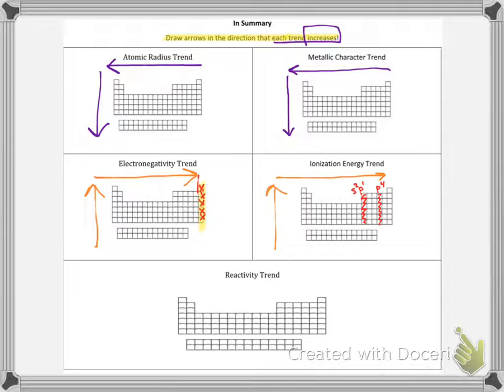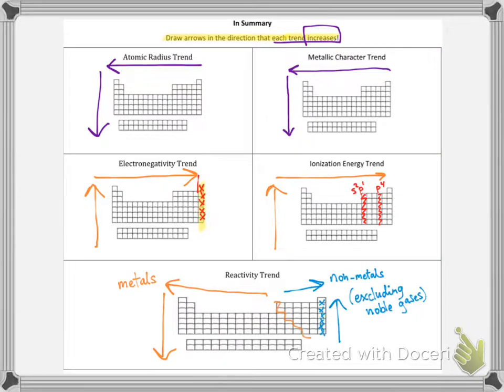Last but not least, we have the reactivity trend, which is different for metals and nonmetals. Metal reactivity increases as you are going to the left and going down, but nonmetal reactivity is the opposite. All right, so those are the basic trends you need to know to be trendy. In the next video, we'll talk about how to answer free response questions about periodic trends with enough specificity to gain lots and lots of points on your AP Chem test.